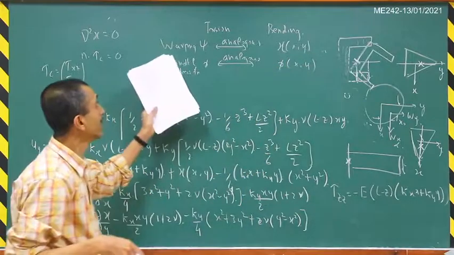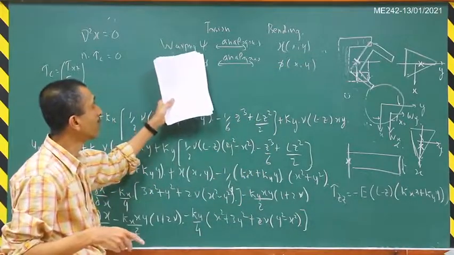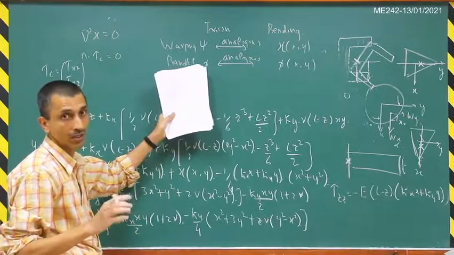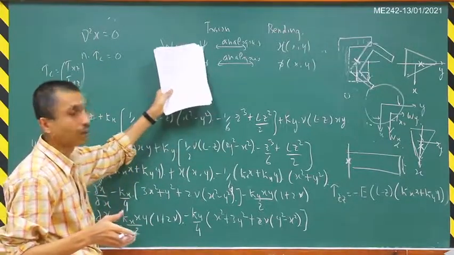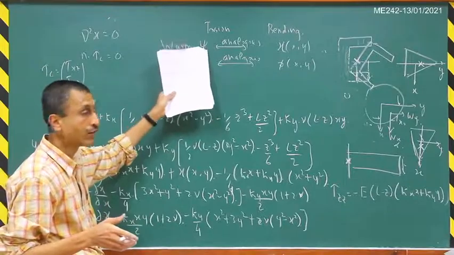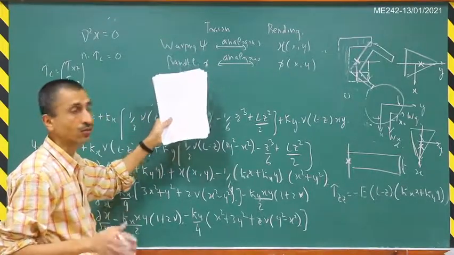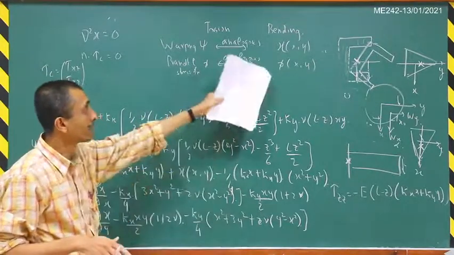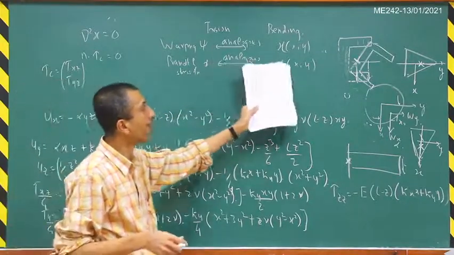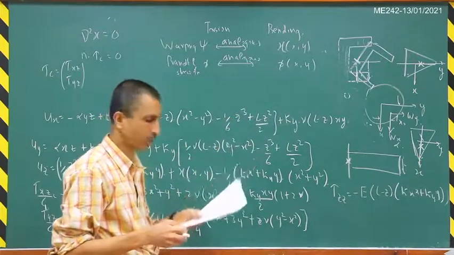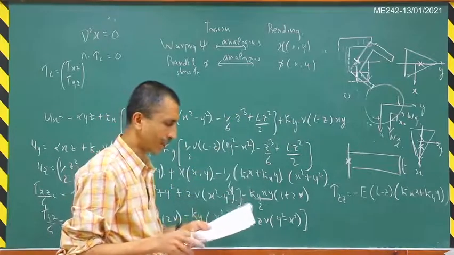Just like in the case of torsion, we could have used the warping function or the Prandtl stress function. We could have found either of them, and once you find phi, then you can find xi, or if you first found xi, then you can find phi. In the same way, here also, you can either work with this phi or you can work with the chi. So both these approaches you should be familiar with.